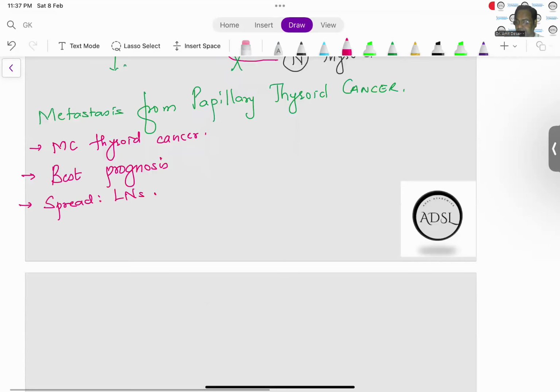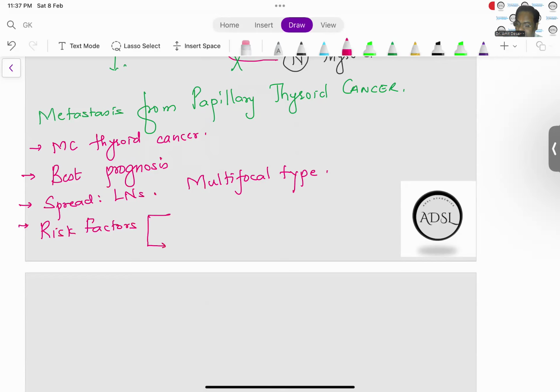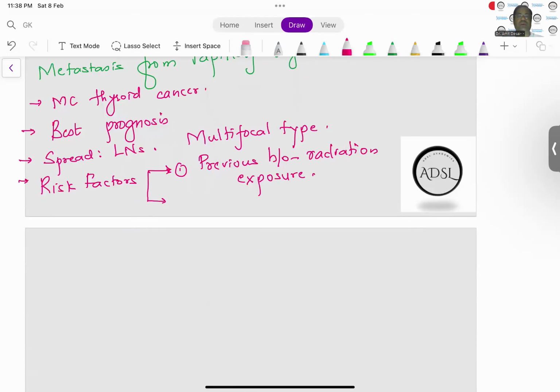What else do we know about papillary thyroid cancer? What are the risk factors? Very important. In the exam, they might ask you certain questions regarding risk factors. One of the risk factors, which is very important, is previous history of radiation exposure. If there has been radiation, say for lymphoma or some other conditions, or once upon a time even for keloid, they used to give radiation. That could be one of the risk factors.